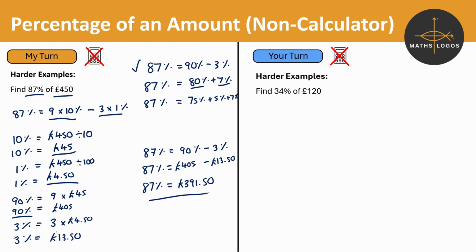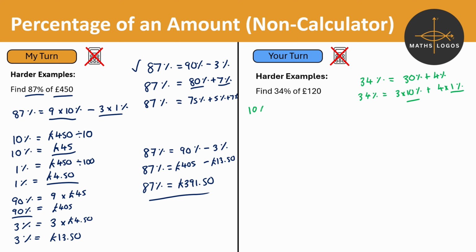Okay, pause the video and give this harder example a go. So find 34% of £120. 34% we could get by doing 30% add 4%. So let's go ahead and say that 34% is equal to, well, 30% is 3 lots of 10%. Then we're going to have to add on 4%, which is 4 lots of 1%.